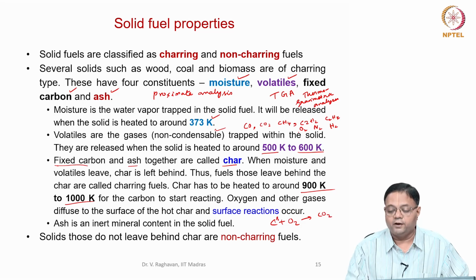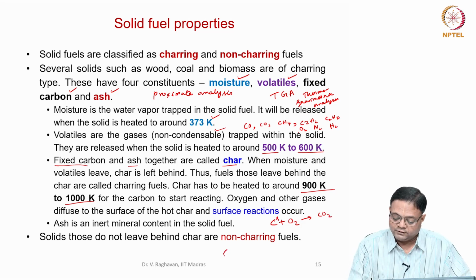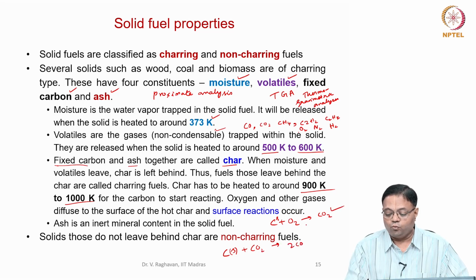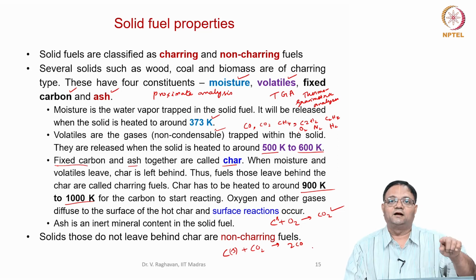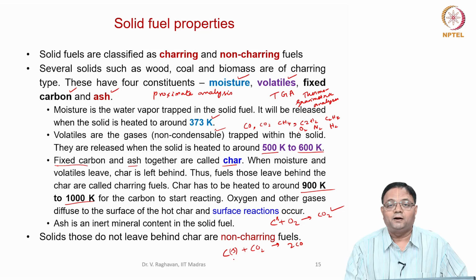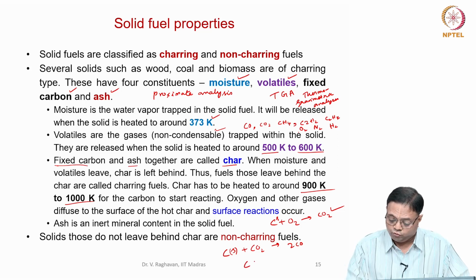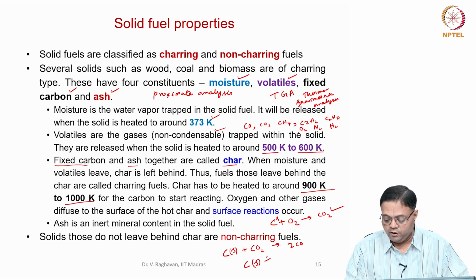C is solid, okay. Now I can also have some reactions, C solid plus I can also send CO2 giving 2CO. Please understand that C plus O2 is the oxidation reaction. C plus CO2 giving CO is a reduction reaction. But both can occur. But the carbon should be hot enough. That is the main important thing. Then this can occur. Similarly, H2O also can react. C solid plus H2O giving CO plus H2.